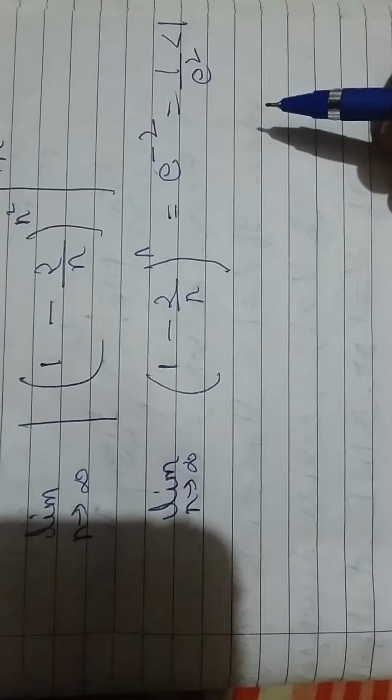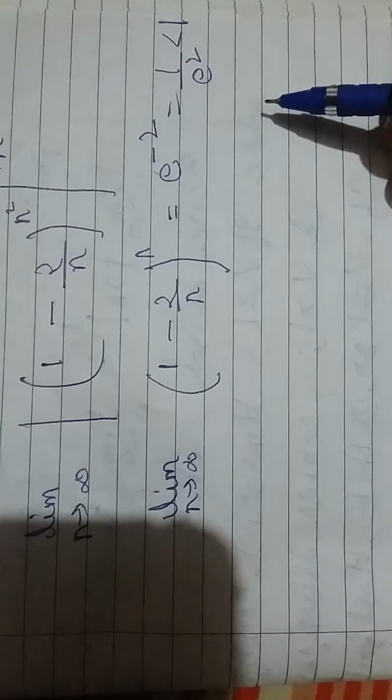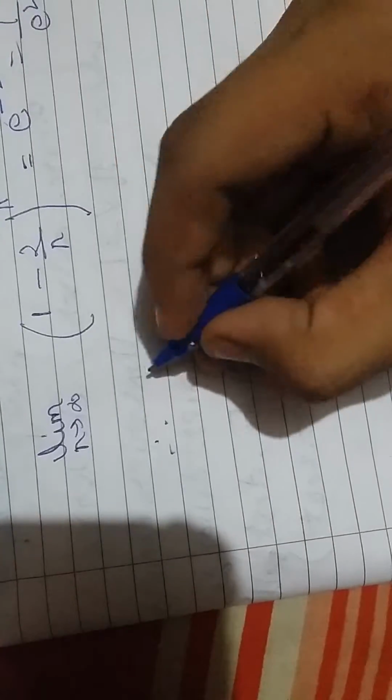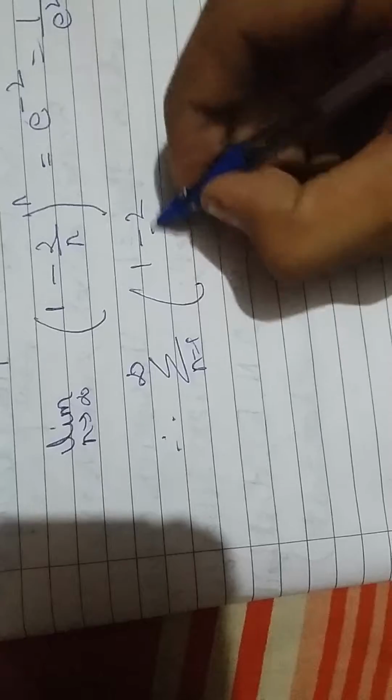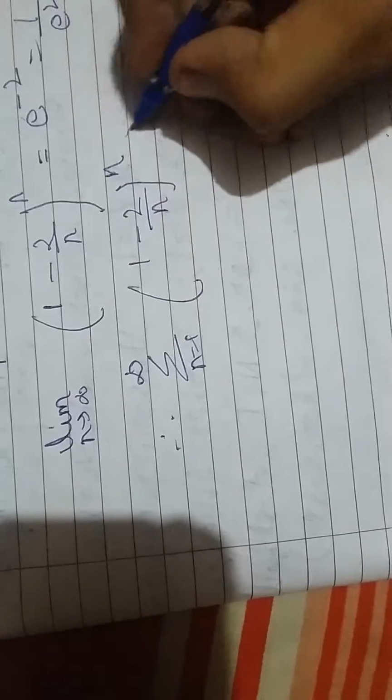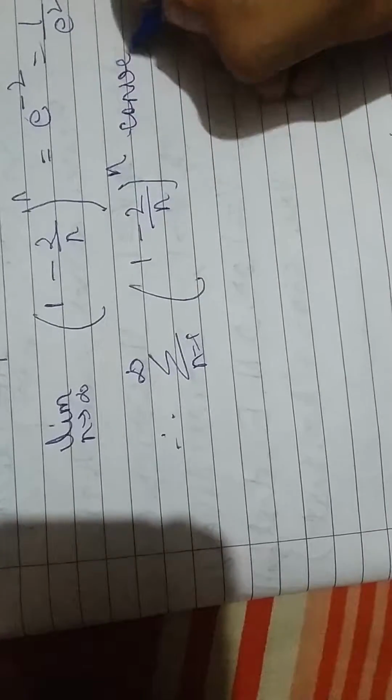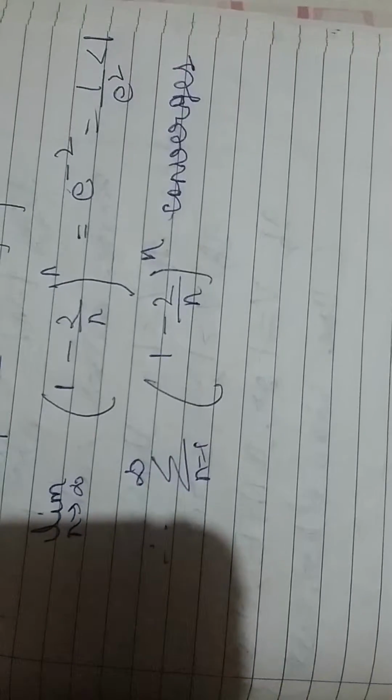We know that the value of e is between 2 and 3, and the value of e is greater than 2, and therefore the summation of n equals 1 to infinity of (1 minus 2 by n) to the power n square converges by the root test.